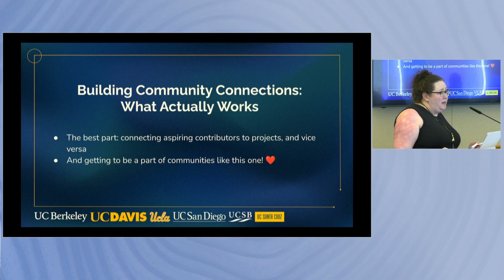And the best part about building these connections is matching contributors to projects and vice versa. Like, that excitement when a contributor finds a project that they can contribute to, or an aspiring contributor finds a project they can contribute to for the very first time, or maintainers get contributions for the first time, it's just really, really satisfying. And getting to be part of communities like this one is pretty great too.